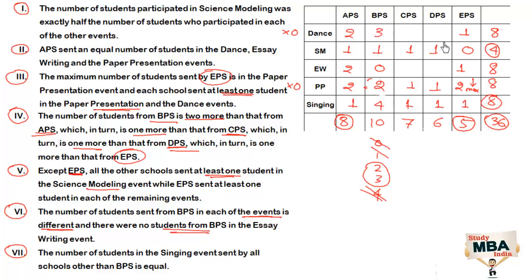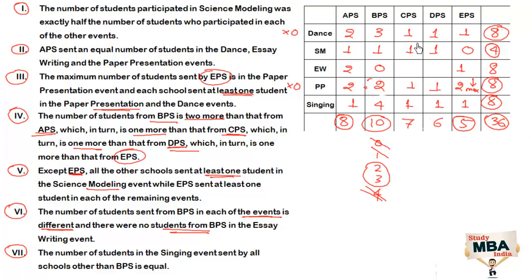Now again, if we see the first row, that is the row of dance, then 2 plus 3 is 5 and 5 plus 1 is 6. So obviously at these two places we can't put 0, so we have to put 1 each so that the total comes out to be 8. So we are also done with this. In fact, we have also done with this, and we are left with these two places.